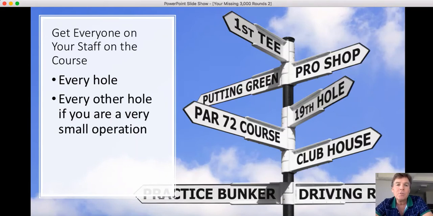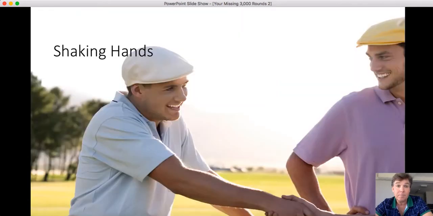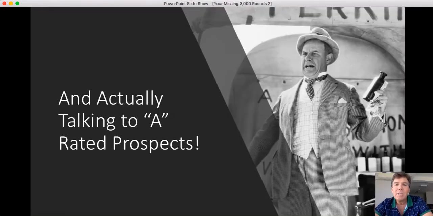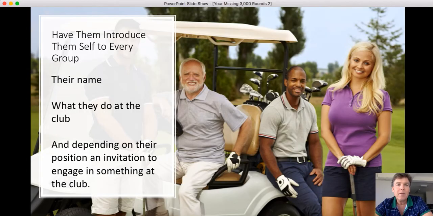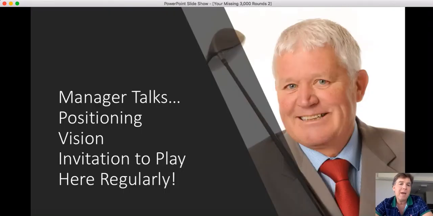Get everyone on your staff on the golf course, at every hole, or every other hole if you're a small operation. Greet each group. Shake hands with them. Actually talk to your A-rated prospects. Have them introduce themselves to every group, their name, what they do at the club, and, depending on their position, an invitation to engage in some activity at the club. The manager can talk about positioning, vision, and offer an invitation to play regularly.